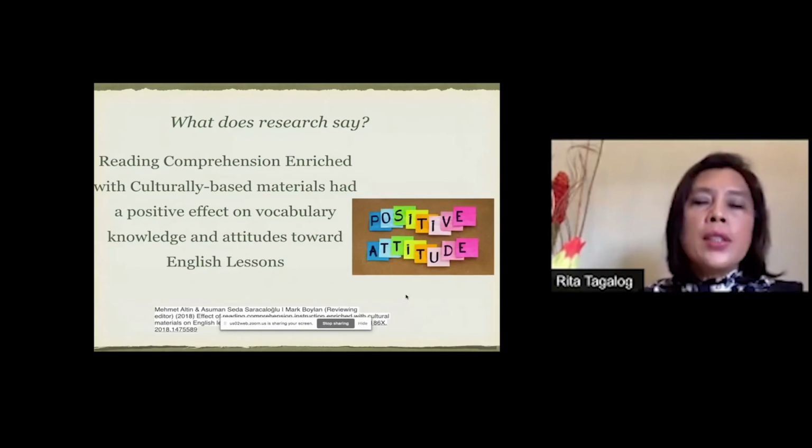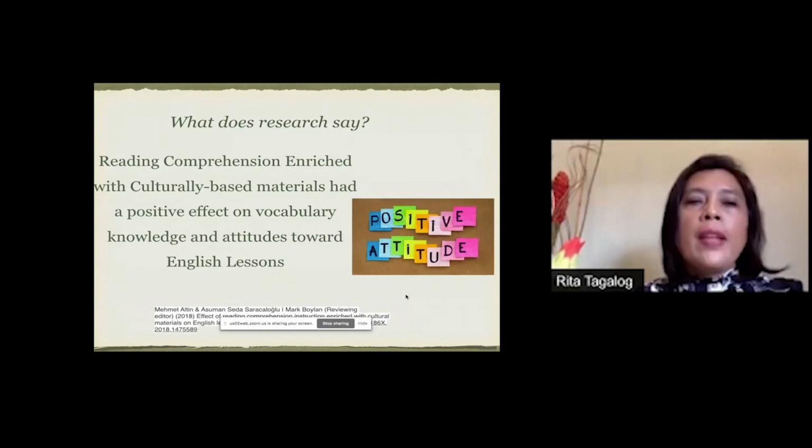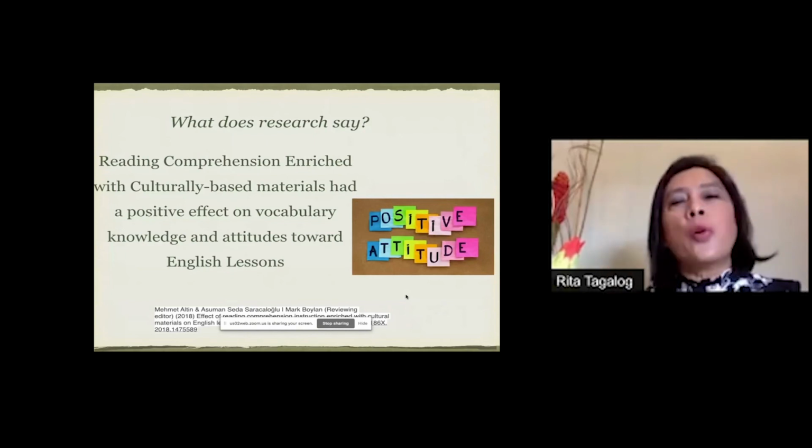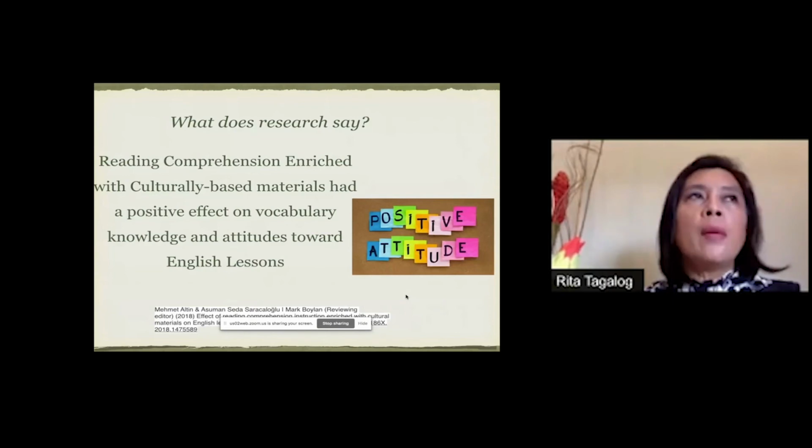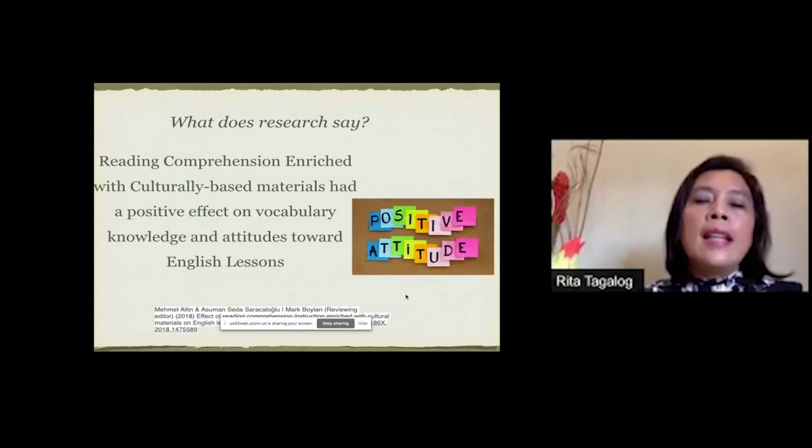Another research said that if reading comprehension is enriched, no, with culturally based materials, it will result in a positive effect on vocabulary knowledge and attitudes towards English lessons. And this has also been supported by the study on mother tongue based education, that if we have mastered our mother tongue well, then it lays the foundation for learning properly and appropriately our second language, which is English.